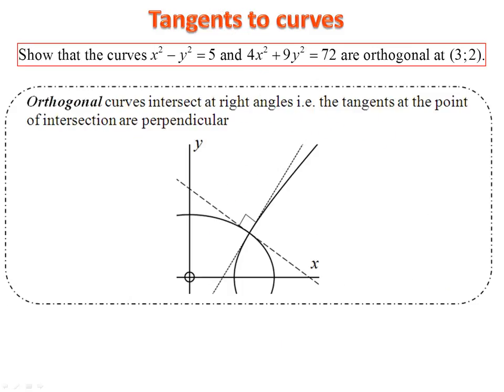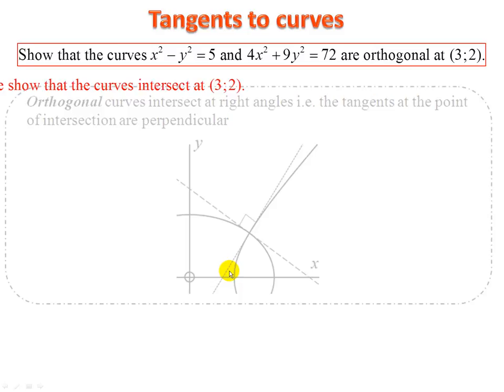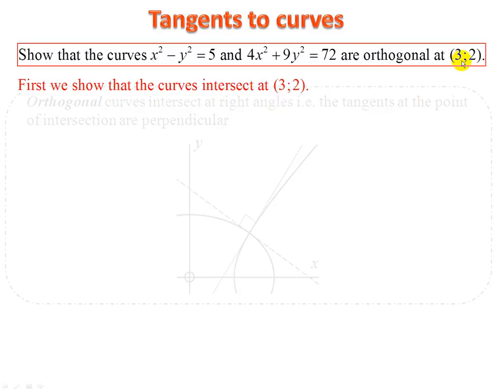Show that the curves x² - y² = 5 and 4x² + 9y² = 72 are orthogonal at (3, 2). Orthogonal curves intersect at right angles. They are perpendicular to one another at the point of intersection. So their tangents are perpendicular. So if we're going to show that these graphs are orthogonal, we're going to have to show that at their point of intersection, their tangents are perpendicular. Of course, first we need to show that the curves do intersect at (3, 2).